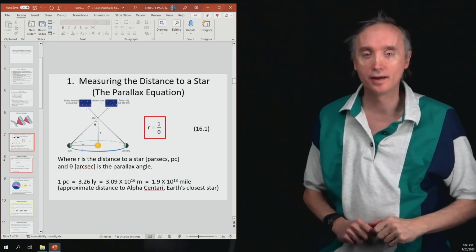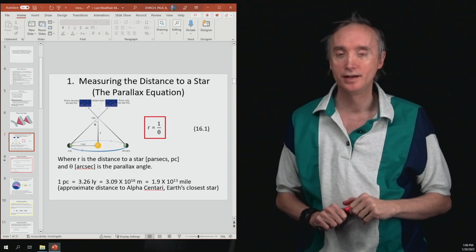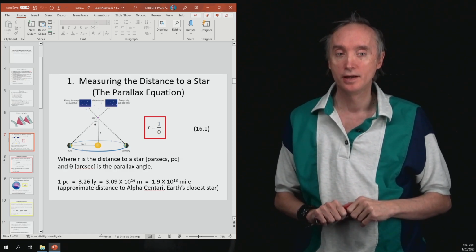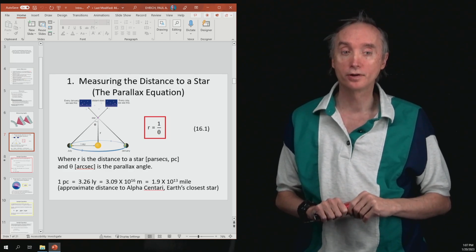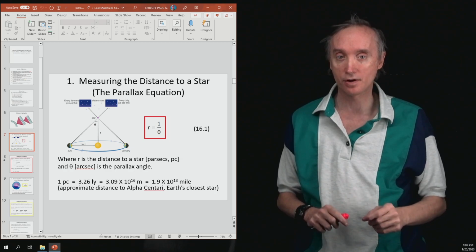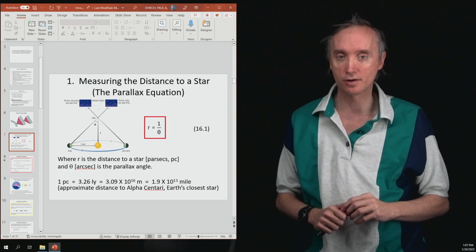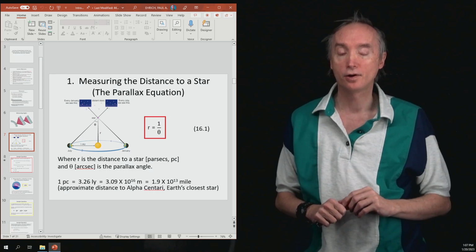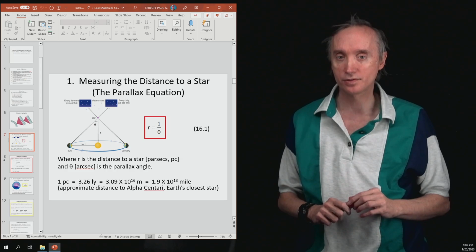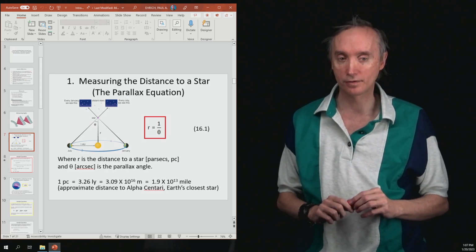Okay, I'm back, and now we want to use the concept of the arc second in order to figure out the distance to a star. Now, in Unit 4, we're going to find out that there are other ways of measuring the distances to stars, but we're going to start off with relatively close stars to Earth, and we're going to look at the method that is used to measure the distance to them. And so we're going to call this the parallax method.